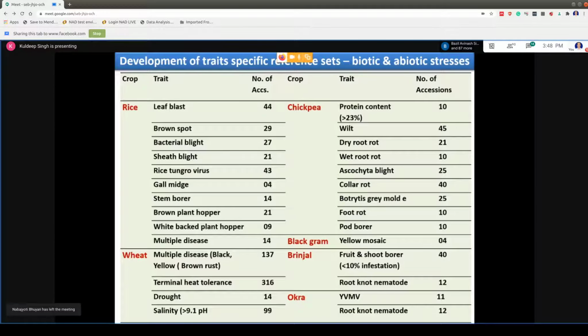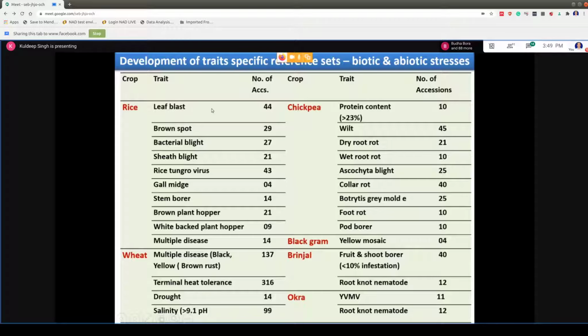And over the years, we have evaluated this germplasm in collaboration with all the expert institutions, be it the ICAR institutions or our state agriculture universities. They are evaluating the germplasm against several diseases, insects, pests, and for nutritional traits as well. And we have well-defined germplasm for several traits.